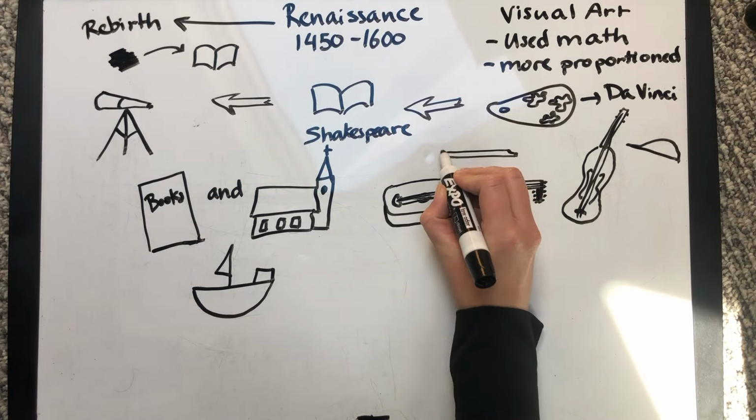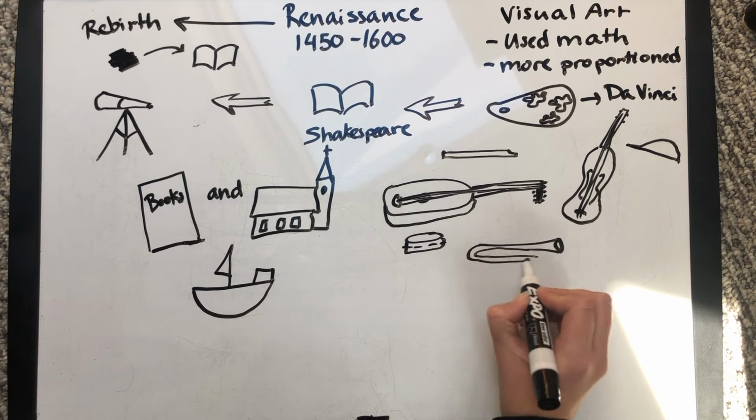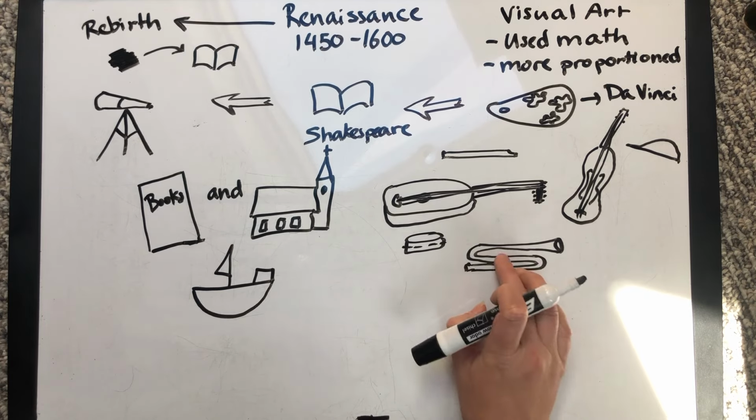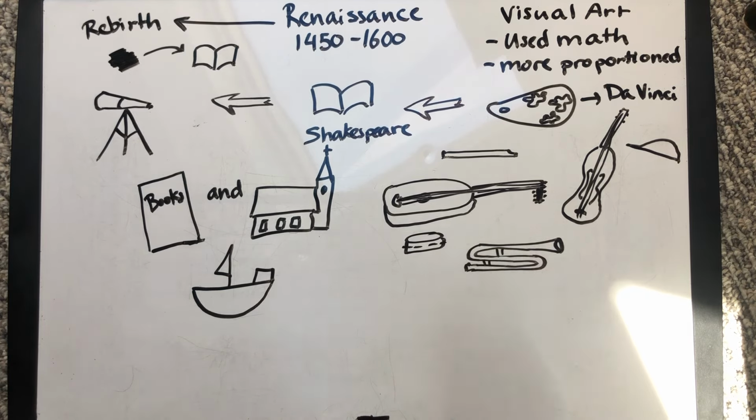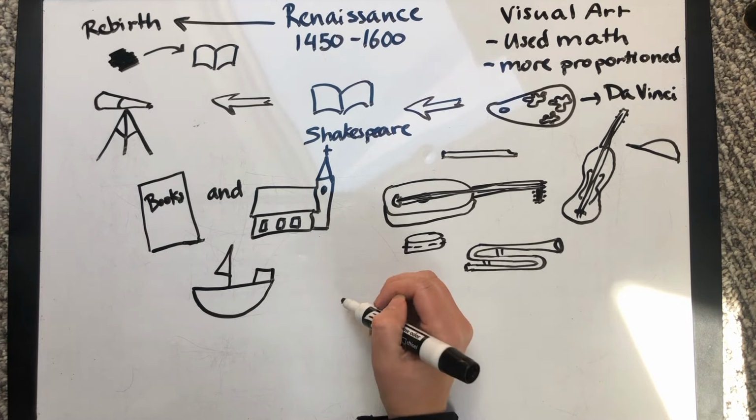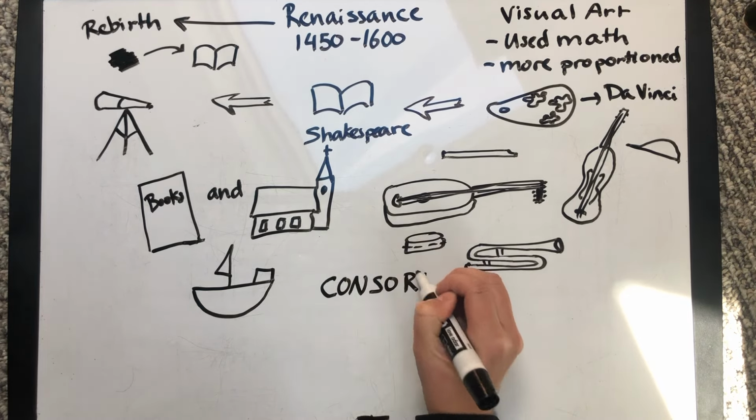Percussion was largely unchanged from the medieval era, and the Renaissance saw the development of new brass instruments such as the sackbut, which I always feel like I should mention because its name is hilarious. It's the predecessor of the trombone.